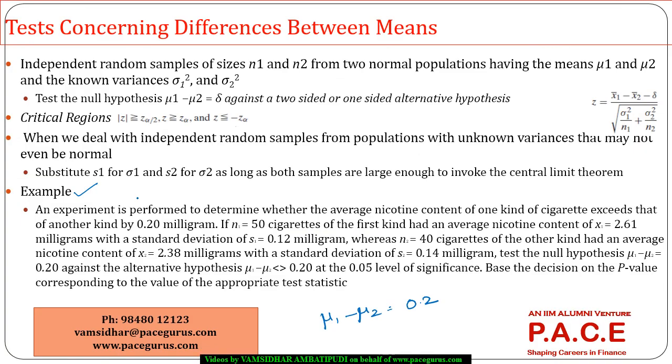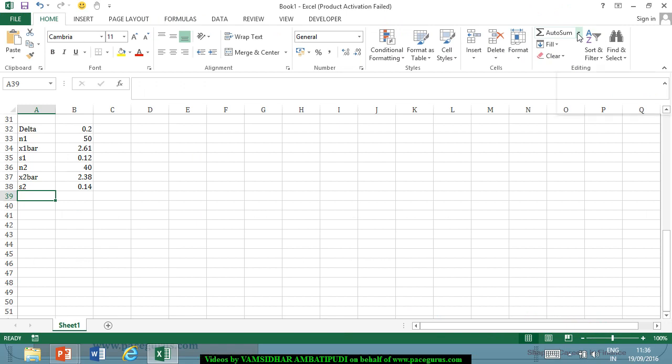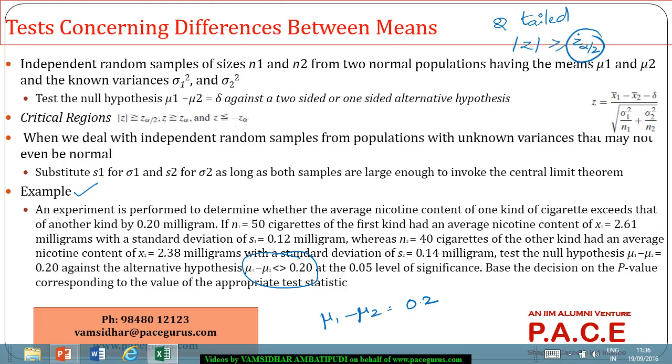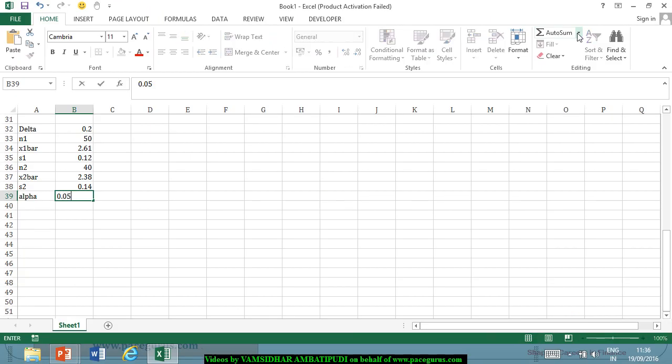Test the null hypothesis mu1 minus mu2 equal to 0.2 against an alternate hypothesis mu1 minus mu2 not equal to 0.2. So immediately we are looking at a two-tailed test. So my critical region is mod z greater than or equal to z alpha by 2. So I have to compute my z alpha by 2. So the alpha is being given as 0.05, which means alpha by 2 is nothing but 0.025.